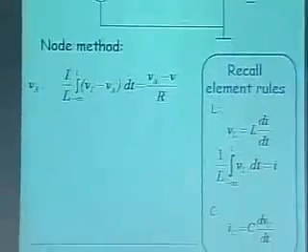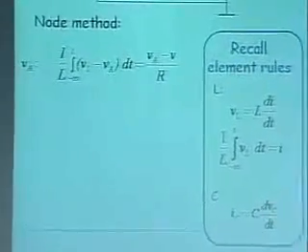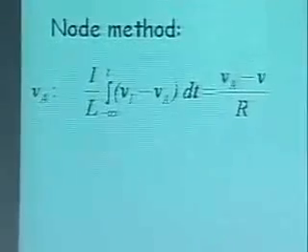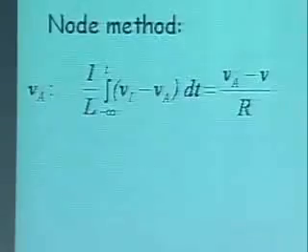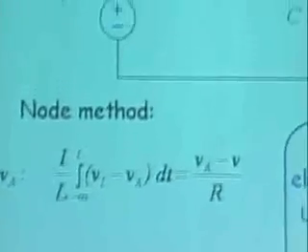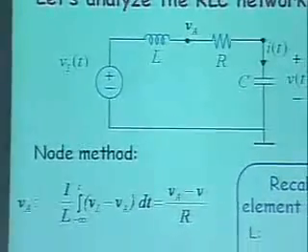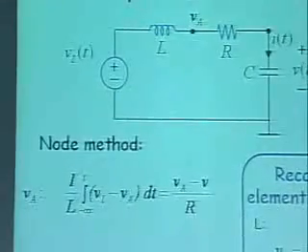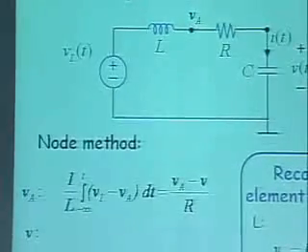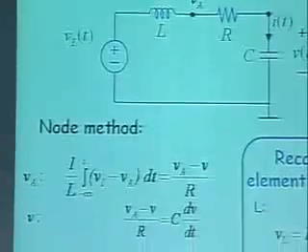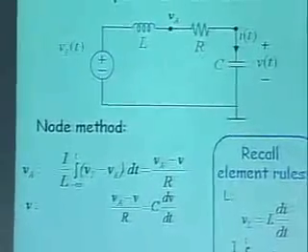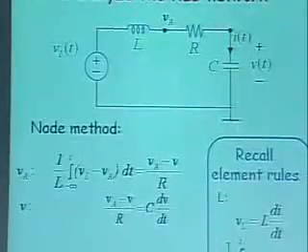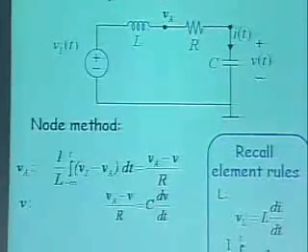Then it's simply 1/L times the integral of the current going in this direction, which is V_I minus V_A, and that equals the current going this way, which is (V_A minus V) divided by R. That's the node equation. I then write the node equation for the node V here, and that is simply (V_A minus V) divided by R equals C dV/dt. And that's what I have here.